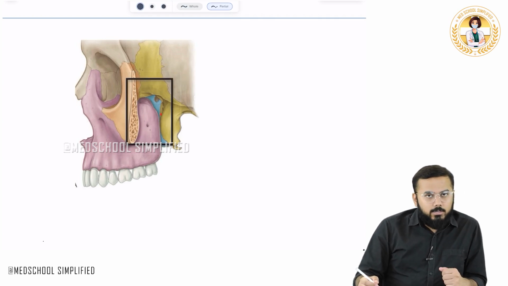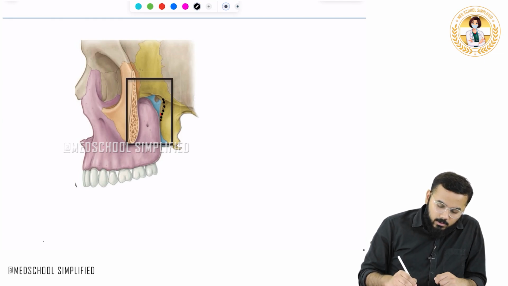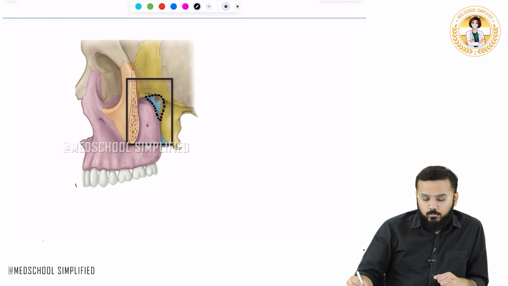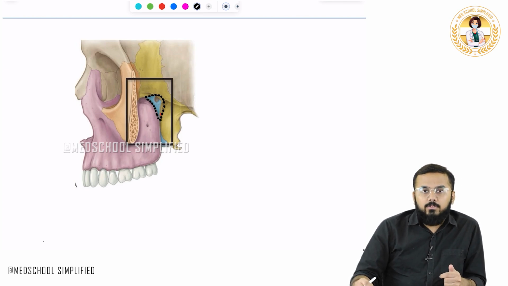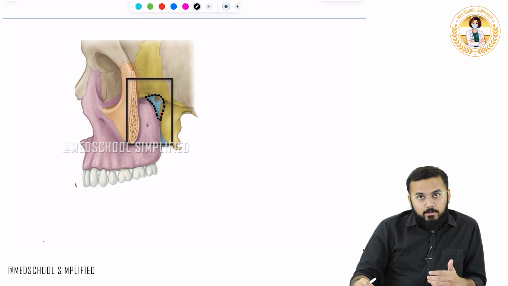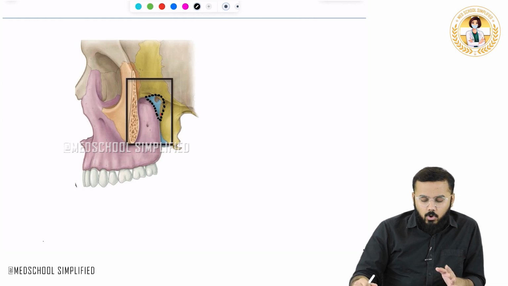What are the different borders you can see over here? First of all, where is your infratemporal fossa? This part which I am showing you right now is your infratemporal fossa. In this infratemporal fossa there are different parts. There is a superior border, an inferior border, and posteriorly, anteriorly, laterally and medially we also have structures. So there are many borders: superior, inferior, posterior, anterior, lateral as well as medial. We can see all of them over here.